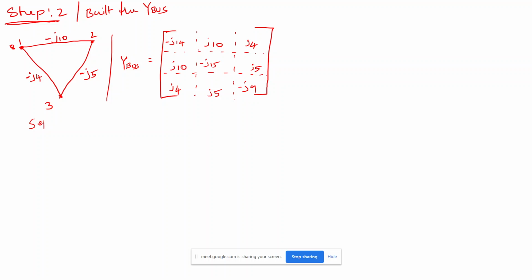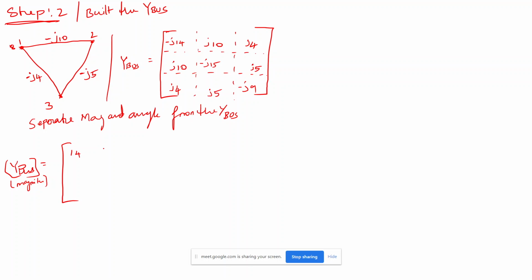So, separate the magnitude and angle from the Y bus. How to do that? If I separate the Y bus, only in the magnitude, then the values will be 14, 10, 4, and here it is 10, 15, 5, and it is 4, 5, 9. I just took all the magnitudes separately.